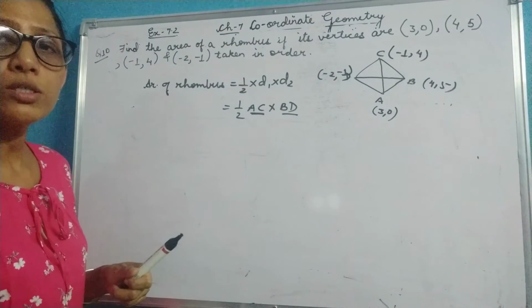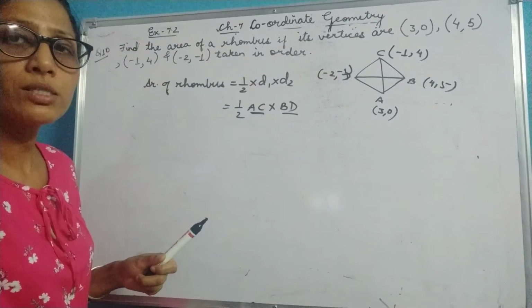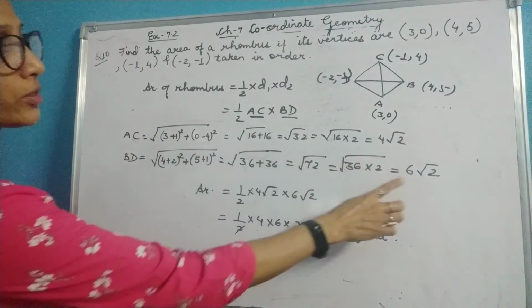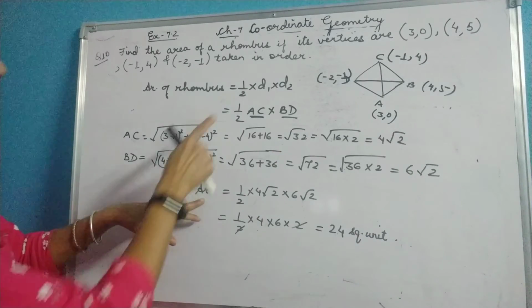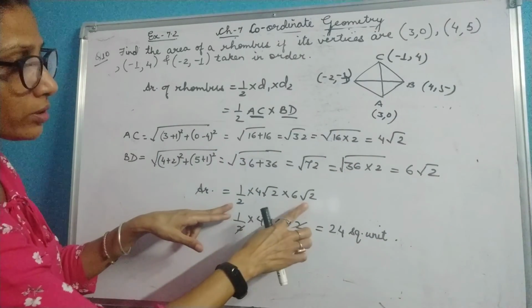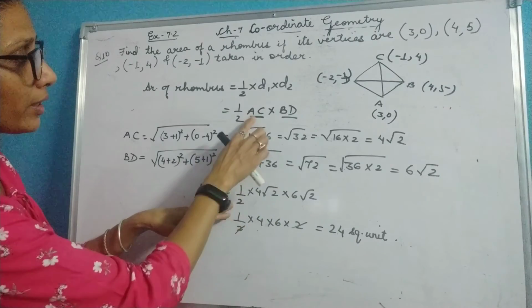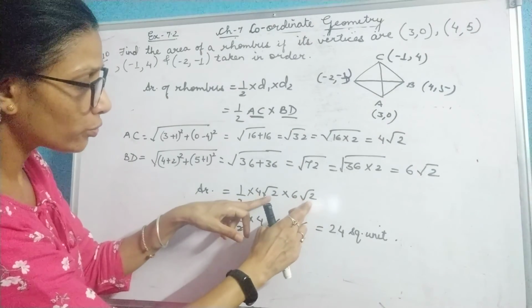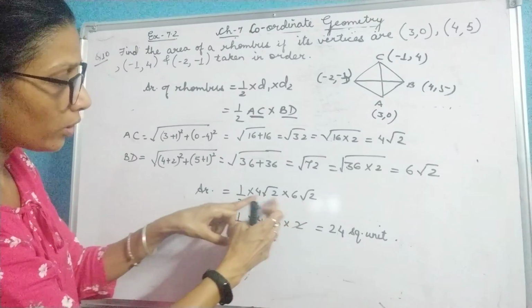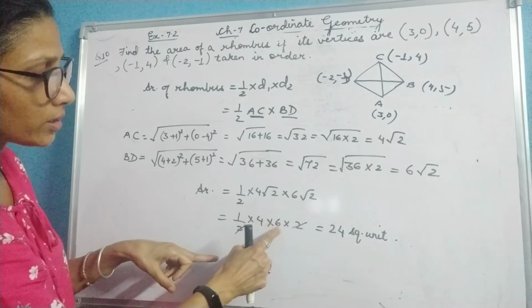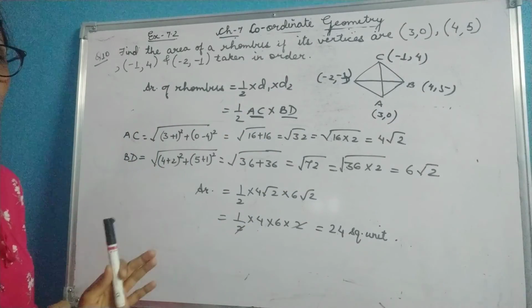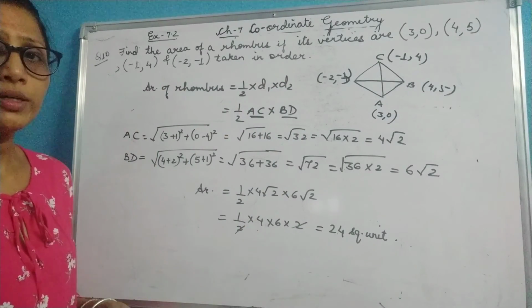So after applying the distance formula, we have got the diagonals as 4√2 and 6√2. I have put these two values in the given formula. AC is 4√2, BD is 6√2. √2 and √2 make just 2. All other terms as it is, 2 and 2 cancel. So 6 fours are 24 square units. So the area of this given rhombus is 24 square units.